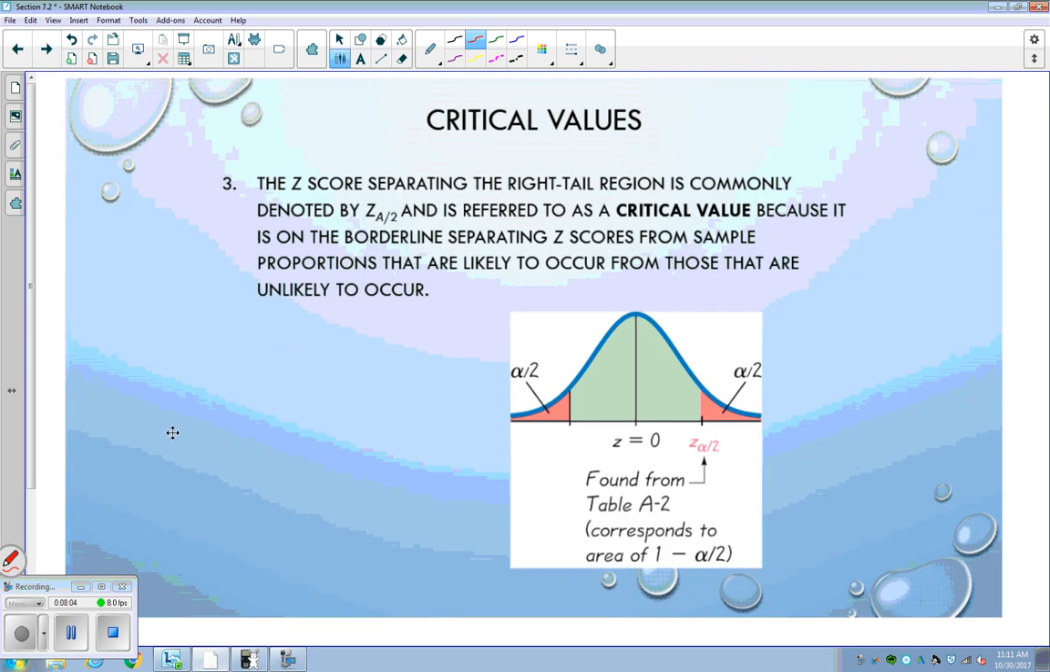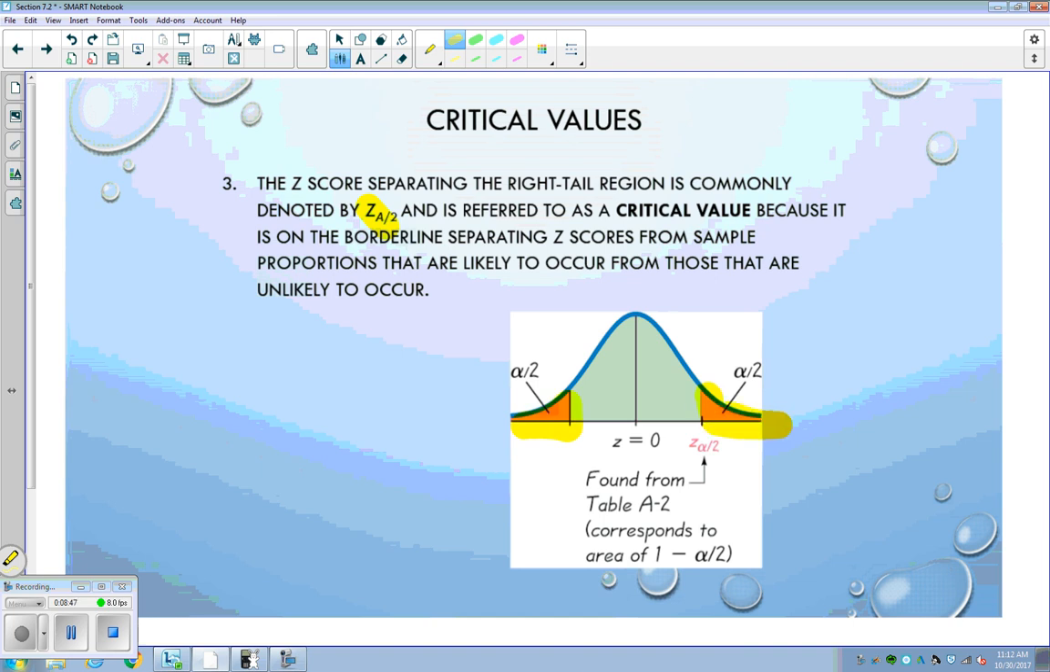So this is a picture of those critical values. Again, note that z sub alpha divided by 2 is referred to as a critical value because it's the borderline separating z-scores from the sample proportions that are likely to occur from those that are unlikely to occur. And we've used those terms before. The reason we're taking alpha divided by 2 is because we don't want any extreme down here at the bottom, and we don't want any extreme there at the top.